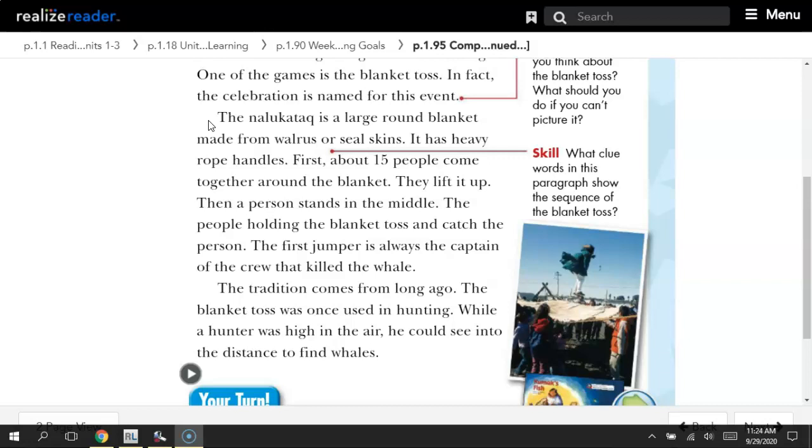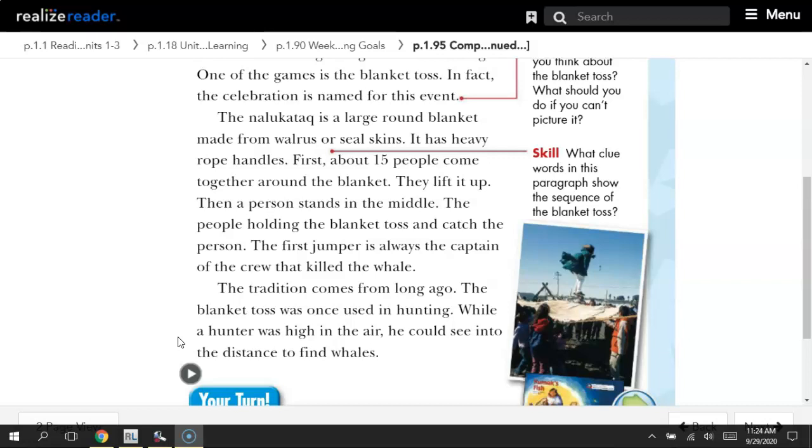The first jumper is always the captain of the crew that killed the whale. The tradition comes from long ago. The blanket toss was once used in hunting. While a hunter was high in the air, he could see into the distance to find whales. Now, when they explained how they did the blanket toss, they also used sequencing words.